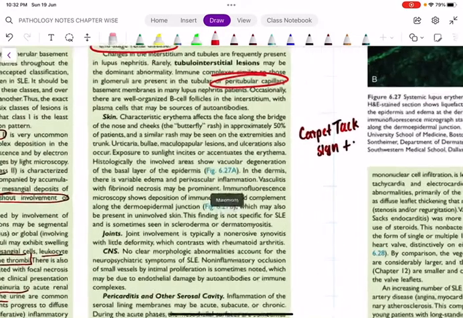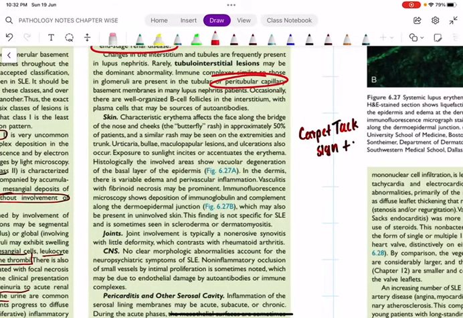See, remember, as far as SLE is concerned, the classical case scenario that they will give in your prof exam is a 30-year-old female comes with a medicine COPD with a butterfly or malar rash over the nose and cheeks. This is the point you have to pick up. If the word butterfly rash or malar rash is there, immediately you can close your eyes and very confidently write that diagnosis will be systemic lupus erythematosus.